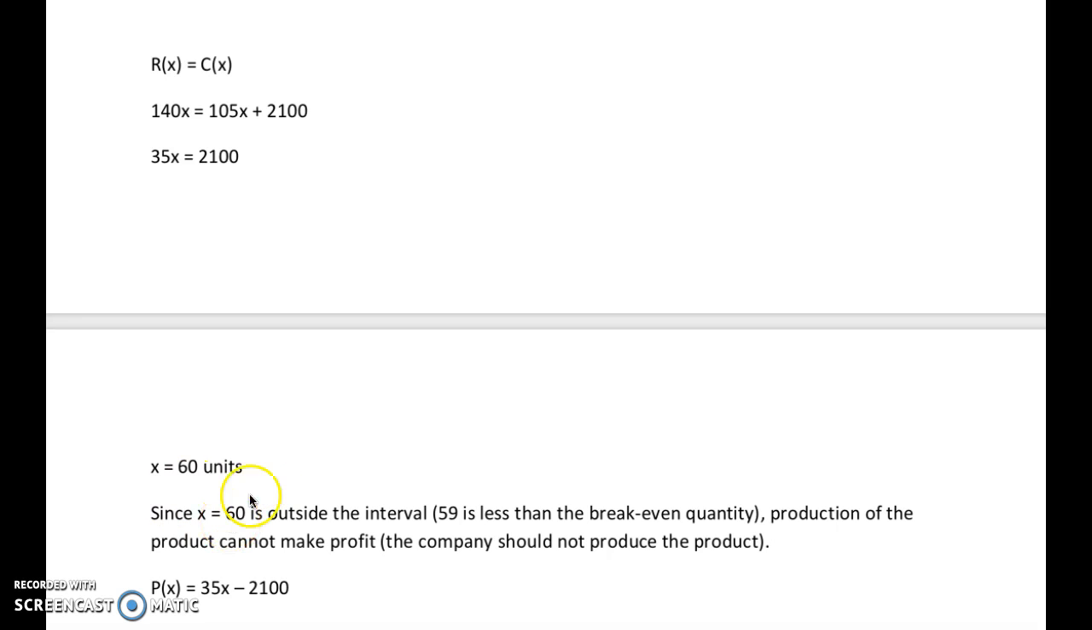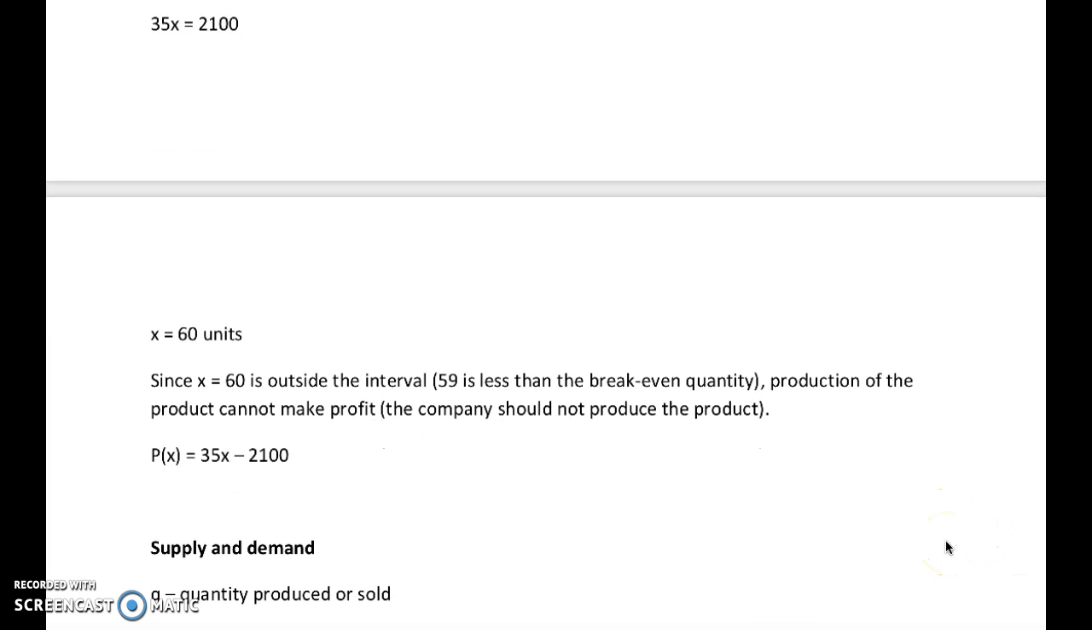Okay, so 60 is outside of how many we are allowed to sell. We're only allowed to sell a maximum of 59. So we're not going to make a profit on this. If we can only sell 59 items a day, our break even is 60, we are never going to make a profit on this product. If we want to find that, we could get our profit equation. But again, we're not going to make a profit. We are going to lose money with this particular product.